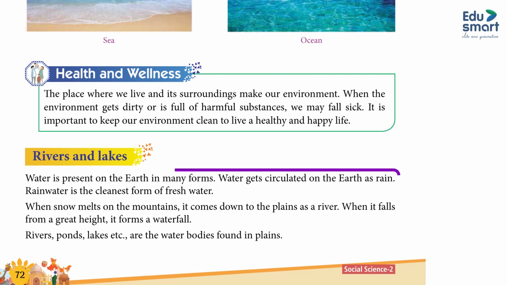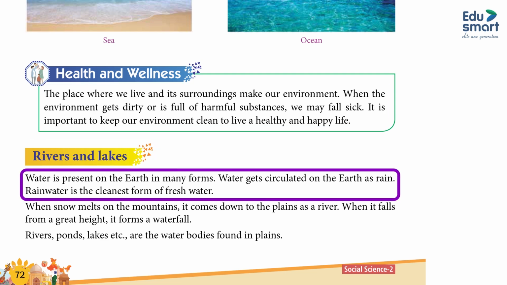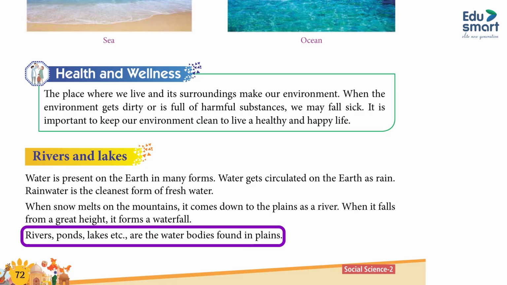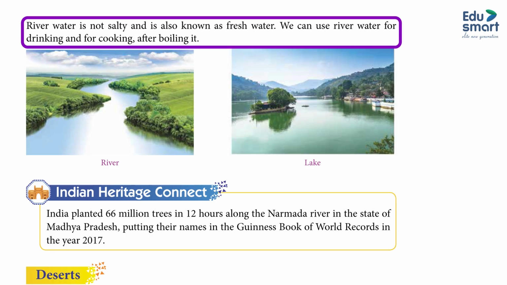Rivers and lakes. Water is present on the Earth in many forms. Water gets circulated on the Earth. Rainwater is the cleanest form of fresh water. When snow melts on the mountain, it comes down to the plains as a river. When it falls from a great height, it forms a waterfall. Rivers, ponds, lakes, etc. are the water bodies found in plains. River water is not salty and is also known as fresh water. We can use river water for drinking and for cooking after boiling it.